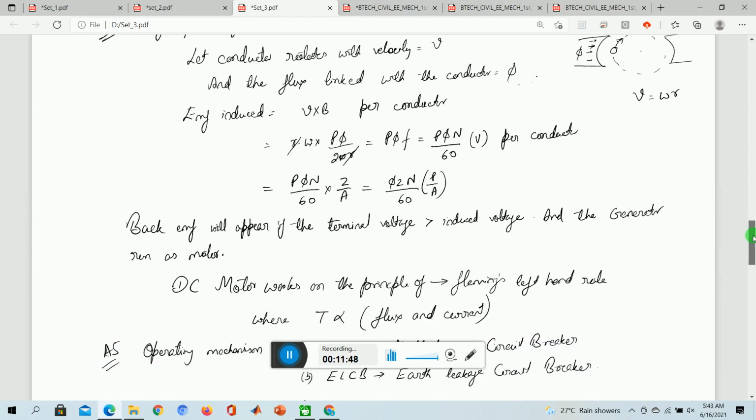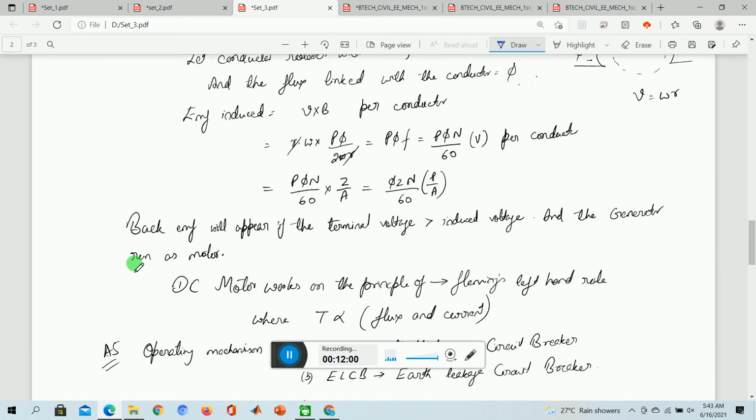Now back EMF is developed when you are taking the motor. Back EMF will appear if the terminal voltage is greater than the induced voltage and the generator runs as a motor. So as long as a generator, you are generating the output voltage, your E is greater than VT. But in case of an active load, or in case the supply voltage is more, terminal voltage is greater than this value, so here this E will act as a back EMF, and this will be called a back EMF.